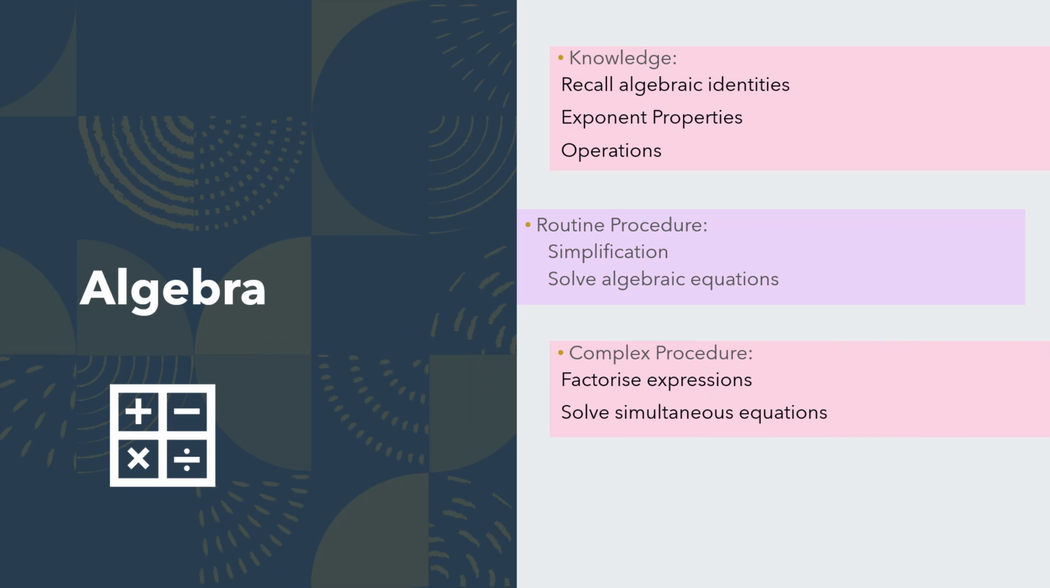Under complex procedures, we will determine if the students can master algebraic manipulations, like factorization and solving simultaneous equations. Lastly, for the problem-solving level, we will see if the students can apply algebra in a real-world scenario, like modeling situations, solving problems related to finance, physics, or engineering, and interpreting solutions in context.